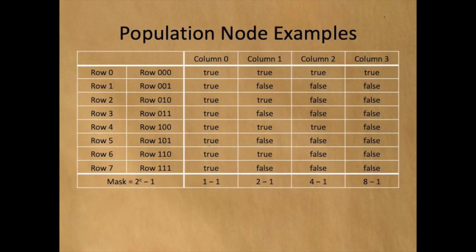Population nodes. This table is based on the Hadamard domain tables above. It indicates whether or not a node is a population node. In column 0, the value is true whenever the last 0 bits of the row ID do not contain a 1. In other words, always. In column 1, the value is true whenever the last 1 bits of the row ID do not contain a 1. In column 2, the value is true whenever the last 2 bits of the row ID do not contain a 1.